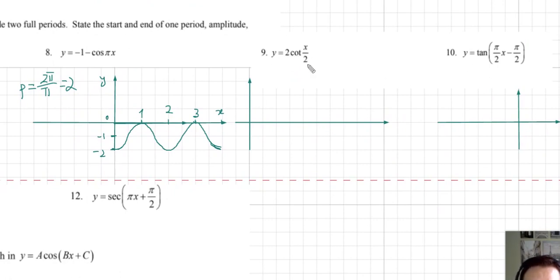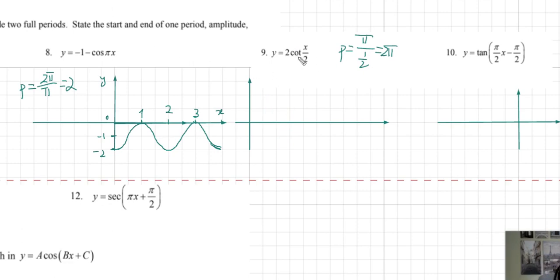Okay, we have 2 cotangent of x over 2. I'm going to actually start with the period. The period here is going to be pi over the number that we have in front of x, which is 1/2. So that's going to give us 2 pi for 1 period. The amplitude 2 is just going to stretch our cotangent. We are not even going to see it, because if you would have just regular cotangent, it would go more like this, right? And if you have 2 times cotangent, it's going to be a little bit less prominent over here. Now we need to figure out where the asymptotes are.